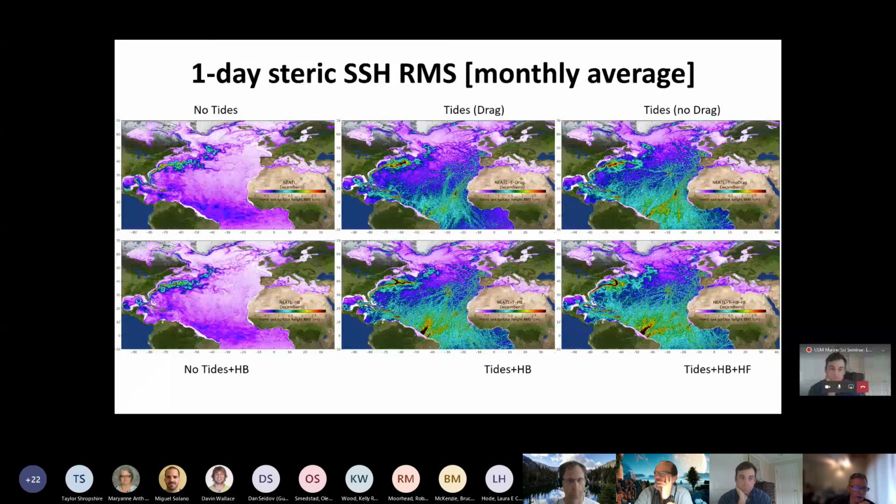If you don't have any tides, on the left, with or without high resolution bathymetry, you see that there is almost no high frequency motion in the interior. It's only associated with the western boundary currents, and it's very quiet in the interior. As soon as you start to add tides, the internal waves start to have a very strong surface signature, and they appear around the Azores, around the Cape Verde Islands, the Amazon.